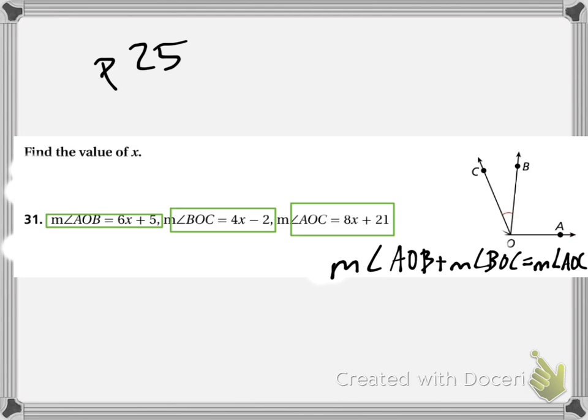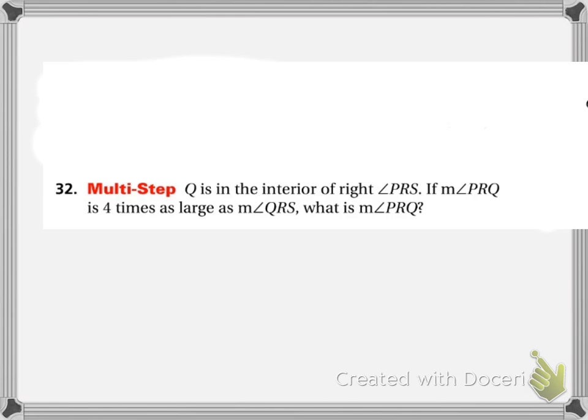Okay, let's go on to the next one, the last one, number 32. This is cool because it's some problem solving. You're definitely going to have to do a sketch to help you out. Q is in the interior of right angle PRS. I know that's kind of confusing with that right angle and then using the symbol angle, but that's what they're saying. It's a right angle. We can sketch that.